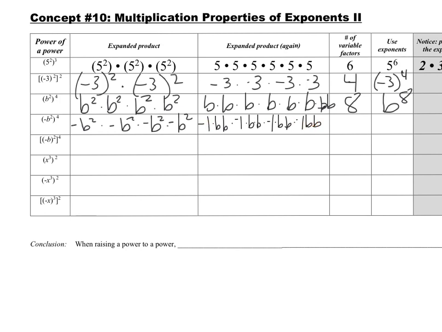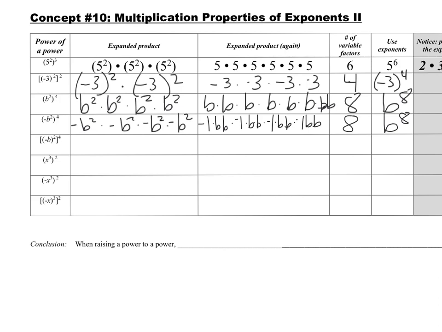So how many total b's do I have? I have 8 total b's. So we're going to put that right there, 8 total b's. So now when I rewrite this answer, this is also just b to the 8th. And it's positive b to the 8th because the negative was being taken to the 4th power. All right? Let's go ahead and take a look at the next one.